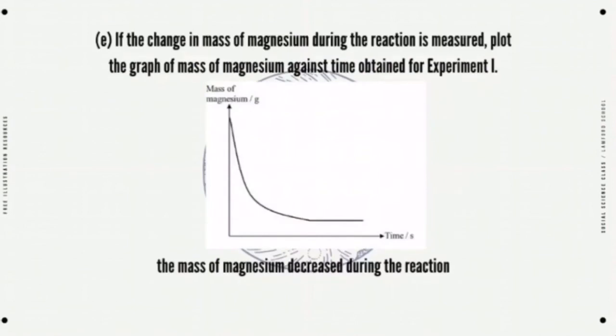E. If the change in mass of magnesium during the reaction is measured, plot the graph of mass of magnesium against time obtained for experiment 1. You will get the answer that the mass of magnesium decreases during the reaction.